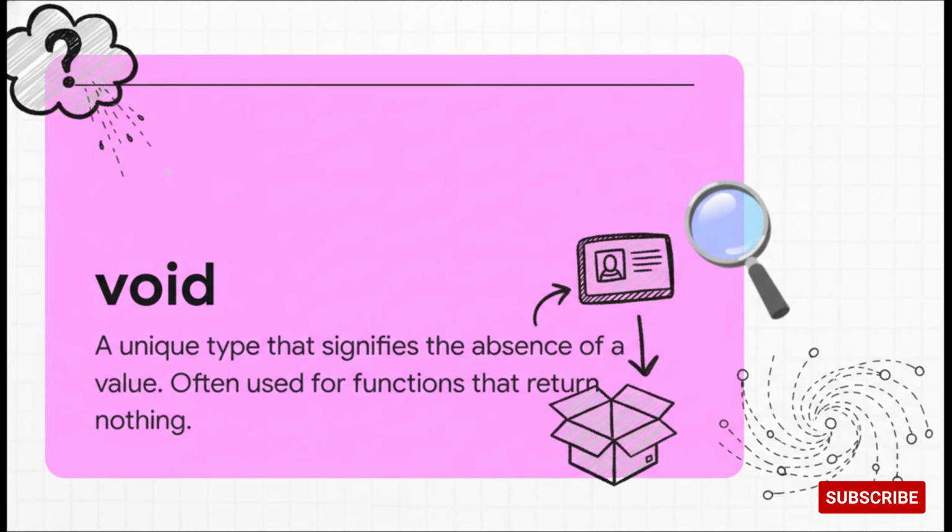Now this one's a bit of an oddball because it represents the absence of a type. You'll see it all the time with functions. If a function just does something, like it prints a message to the screen, but it doesn't need to hand you anything back, its return type is void.